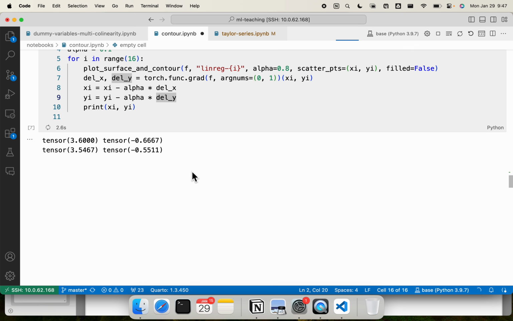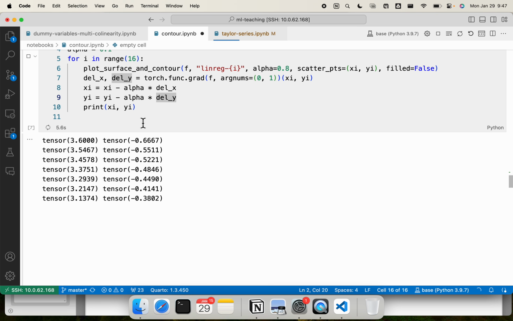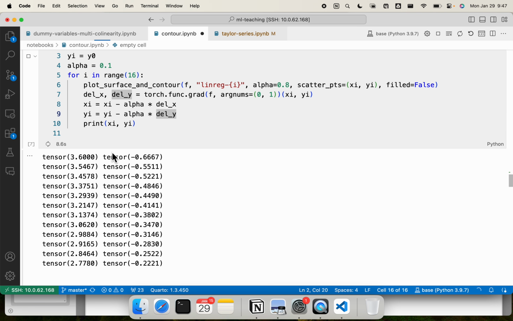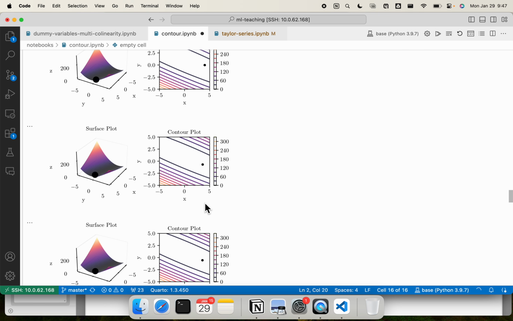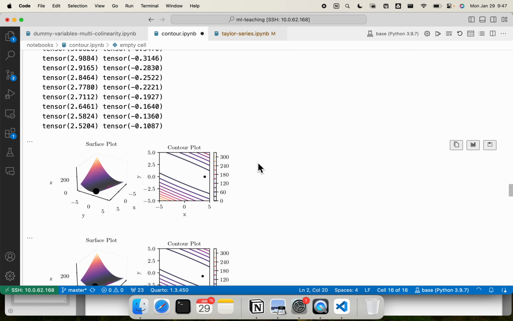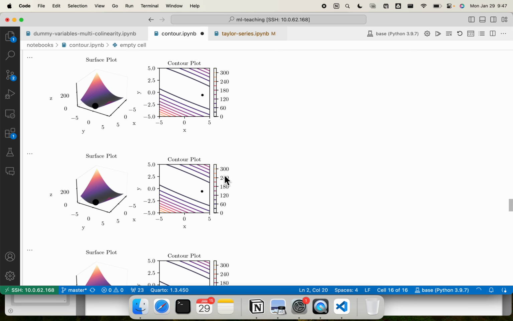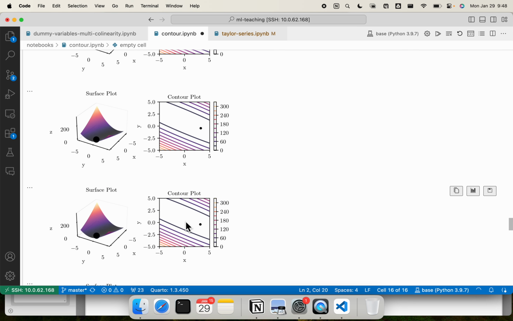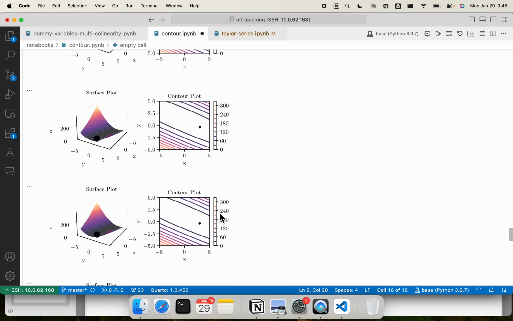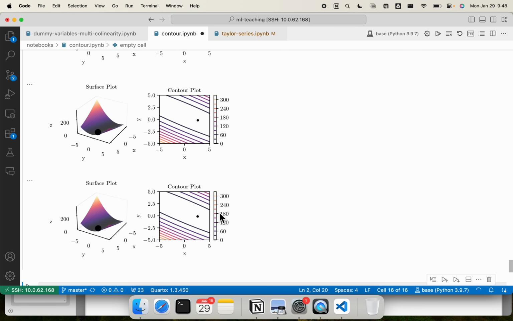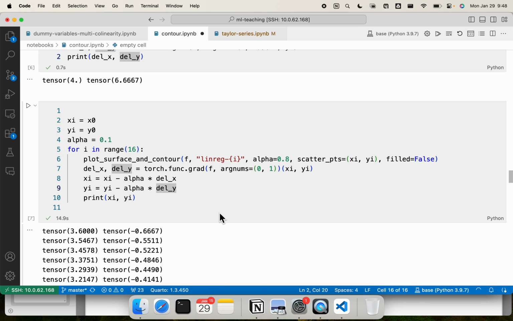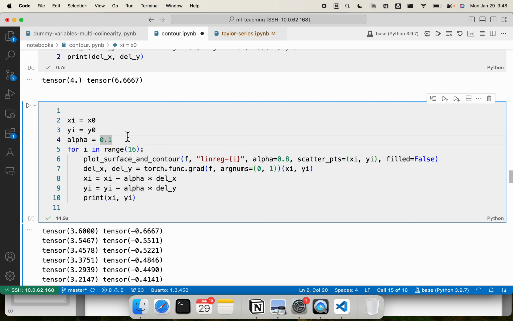You can notice once this runs, the xi, yi's go from 4, 0 to 3.6, minus 0.67, 3.5, minus 0.55, and so on and so forth, to 2.5 and minus 0.1. And in the contour and the surface, if you look carefully, you will notice that it is slowly moving towards inner contour circles where the value is slightly smaller. Given the very small jump that we are making, it is not that easy to appreciate the jump. If we choose a slightly bigger learning rate, we may be able to see, but at the risk of overshooting. Let us hope overshooting does not happen.